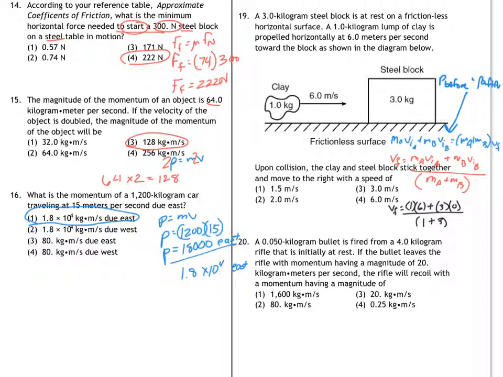So I chose the clay to be object A, and so I have 1 times its initial speed of 6, and I'm adding that to the mass of the still block, which was actually at rest at the beginning, and then I added the two masses together for the denominator. And I am going to get a value of 1.5 as my final answer, and that would be to the right, but it says so in the question, so we don't need to write that.